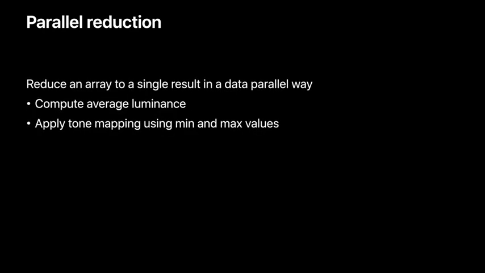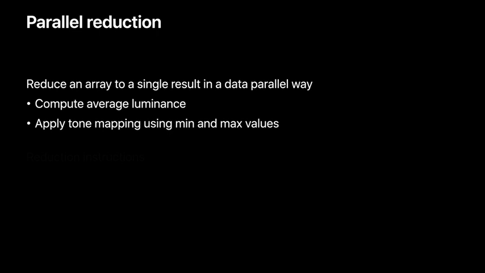Reduction operations are used to reduce the elements of an array to a single result. For example, a sum reduction is used to add up all the elements of an array. This can be useful for computing averages. Another example is to compute the min and max values of a scene. Those values can then be used in tone mapping algorithms.